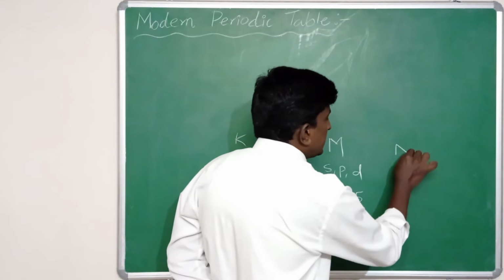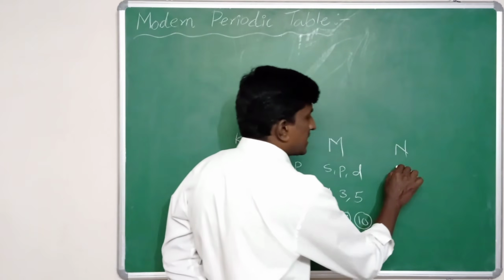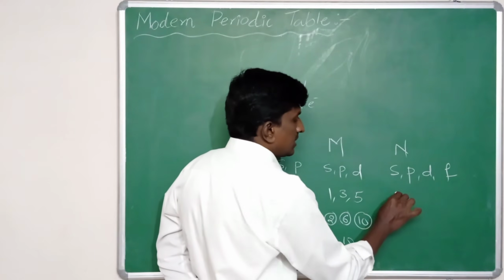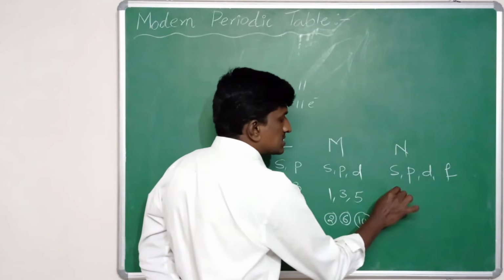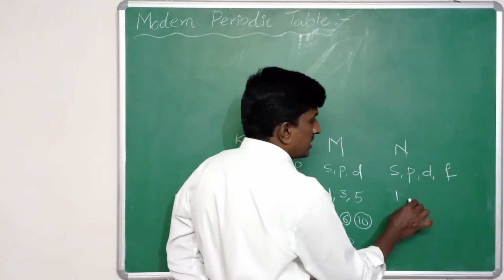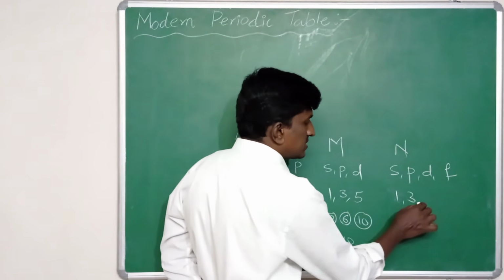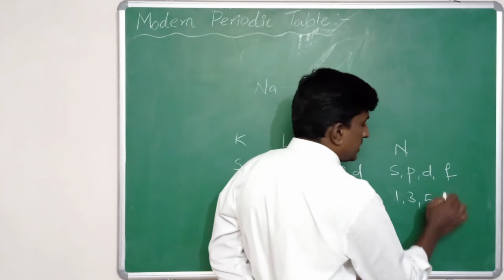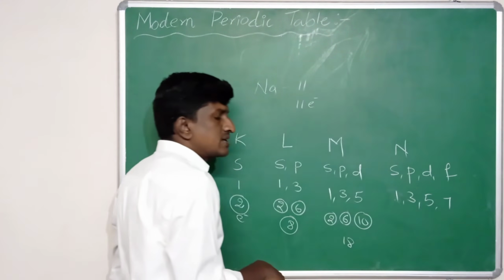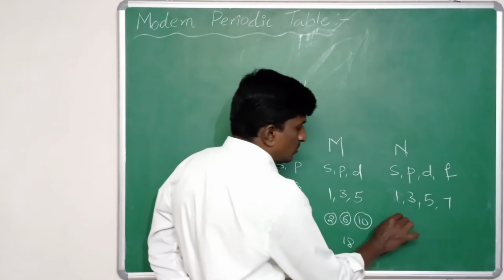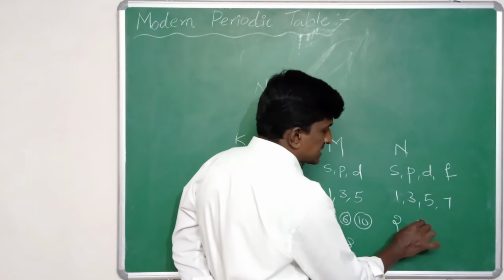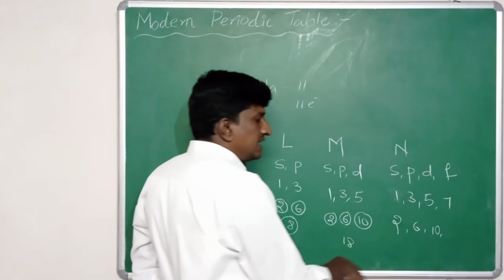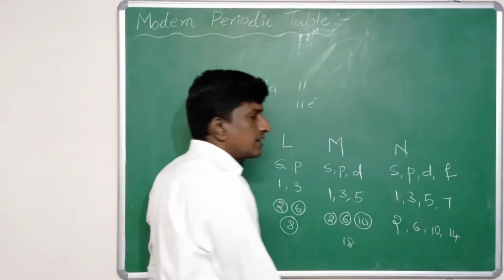Similarly, the N main shell has 4 subshells: S, P, D, F. In the S subshell only one orbital is there, in the P subshell 3 orbitals, in the D subshell 5 orbitals, and in the F subshell there are 7 orbitals. So here 2 electrons in S, 6 electrons in P, 10 electrons in D, and 14 electrons in F.